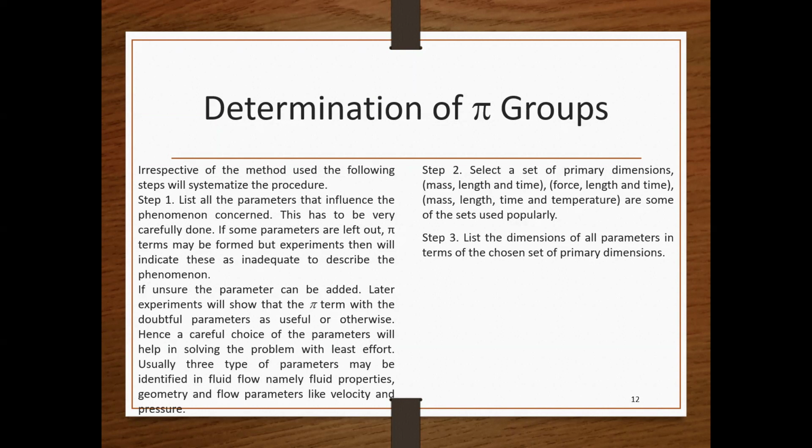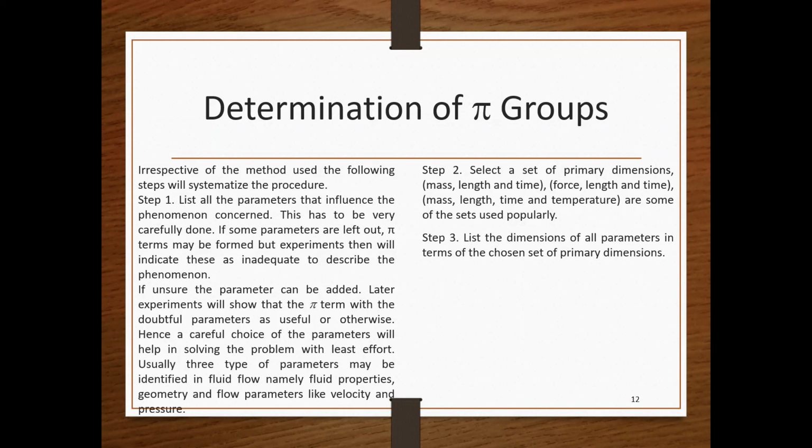If some parameters are left out, pi terms may be formed, but experiment will then indicate this as inadequate to describe the phenomenon. If unsure, the parameters can be added. Later, experiment will show whether pi terms with the doubtful parameters are useful or otherwise. Hence, a careful choice of parameters will help in solving the problem with less effort. Usually, three types of parameters may be identified in fluid flow, namely fluid properties, geometry, and flow parameters like velocity and pressure.